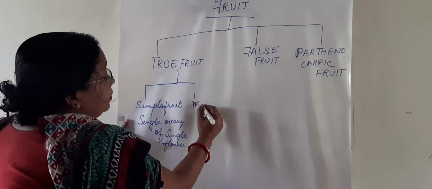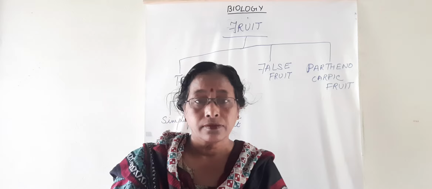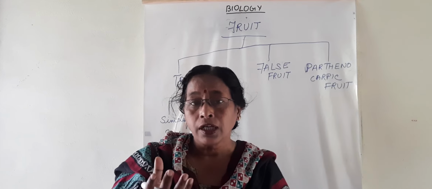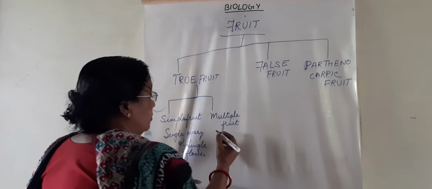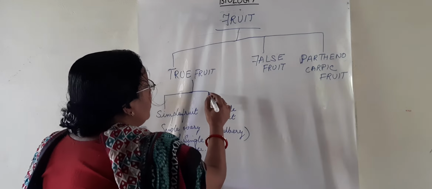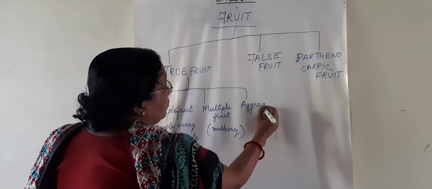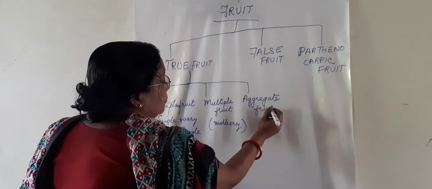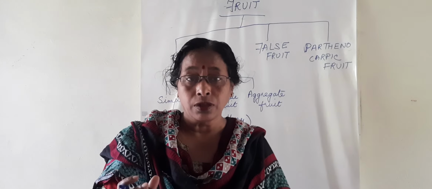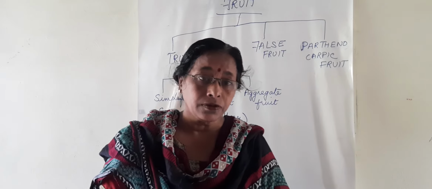Then we have the multiple fruit. The multiple fruit develops from the whole inflorescence. Example is mulberry. Another type we have is aggregate fruit. The aggregate fruit develops from the multicarpellary gynoecium. The whole pistil is fused together. Example, you can have raspberries.